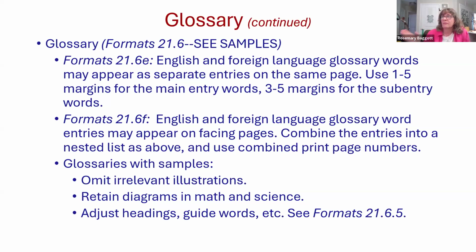Sometimes they put the English and foreign language glossary words on facing pages in print, but again, in Braille, we avoid that nightmare for the reader and just do the nested list format. I'm guessing that involves some cutting and pasting. I haven't seen that much. Combine the entries into a nested list as above and use combined print page numbers. If you have your English on print page 4 and your Spanish or French or whatever on print page 5, you're just going to name the page number as 4-4-5.